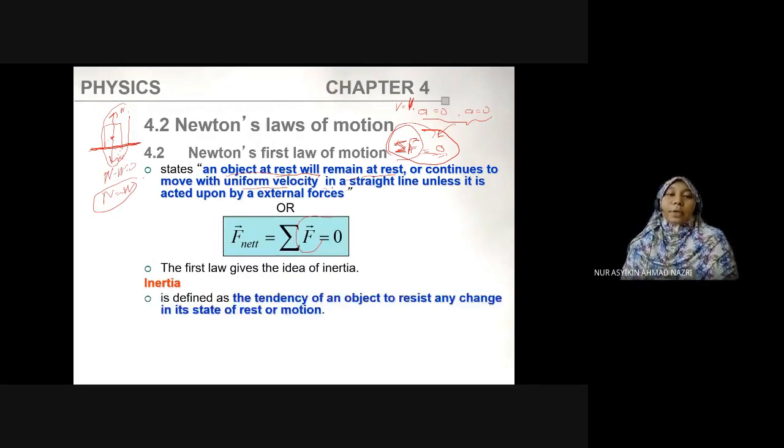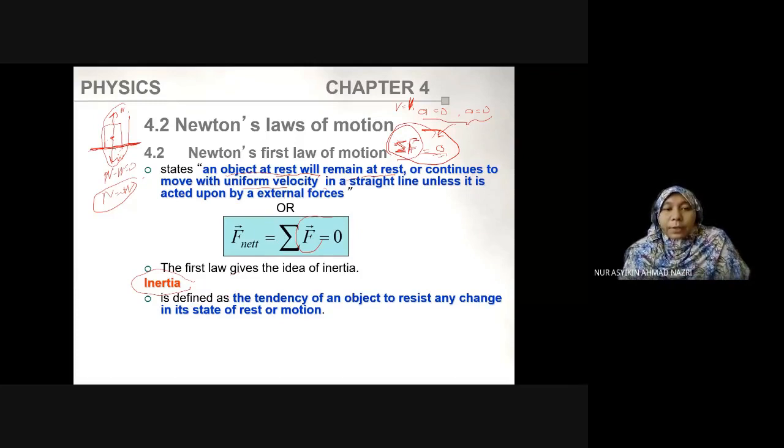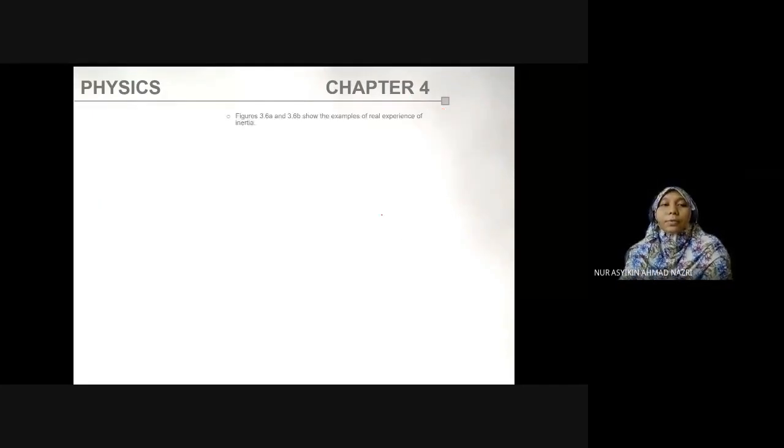So the first law gives the idea of inertia. Here we define inertia. Earlier we learned about mass, which is the measure of inertia. So what is inertia? Inertia is defined as the tendency of an object to resist any change in its state of rest or motion. Meaning even if we push it, it stays standing there. Push again, still standing there.